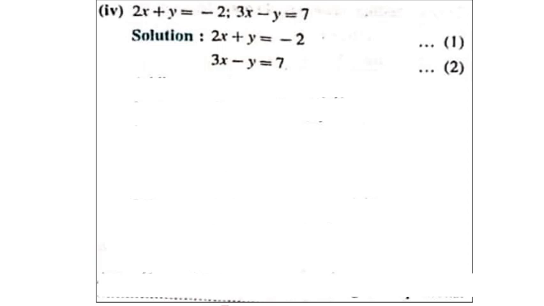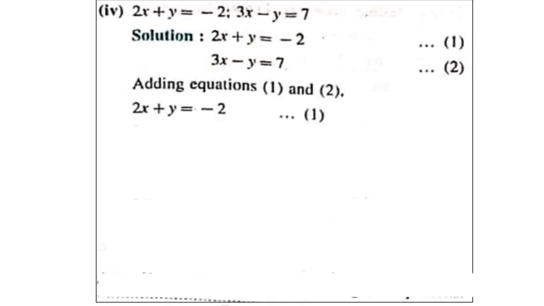Now, here we have variables x and y with opposite sign. So, we are supposed to add them. And the coefficient is already 1, so we don't have to equate. It's already equated. So, directly we can add them. Adding equation 1 and 2, what do we get? 2x plus y is equal to minus 2 is equation 1. 3x minus y is equal to 7 is equation 2. When we add, plus y minus y gets cancelled.